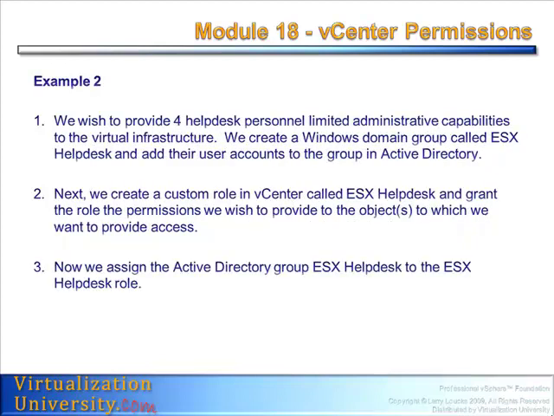Another example, let's say we have 4 help desk personnel and we want to give limited administrative capability to the vCenter infrastructure. So once again, we're going to create a Windows domain group called ESX Help Desk, and we'll add their user accounts to that group in Active Directory. Next, we create a custom role in vCenter called ESX Help Desk, and we grant that role permissions we wish to assign to the objects to which we're attempting to provide access. Now we assign the Active Directory group ESX Help Desk to the ESX Help Desk role in vCenter.